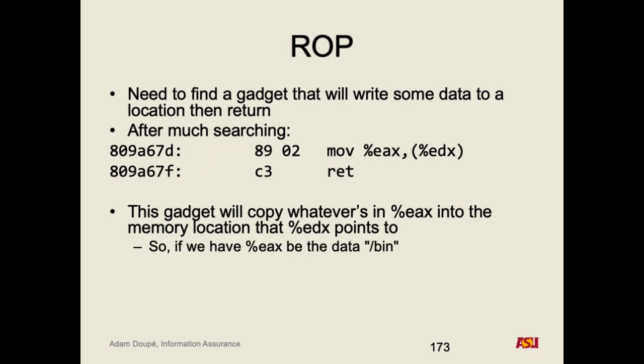So if we have EAX be the string /bin, and we have EBX be the address of .data, which we saw was 080EA060, if we get the program to execute this, it will copy /bin to that location. Everyone agree with that? Let's assume we can do that. But what do we need? What's our requirement to be able to use this?